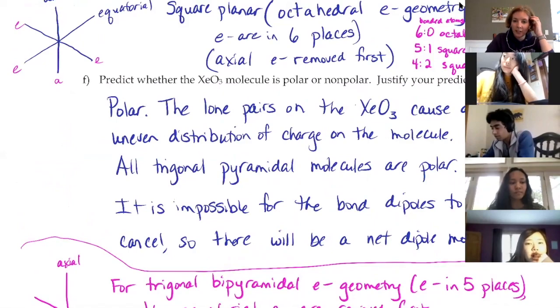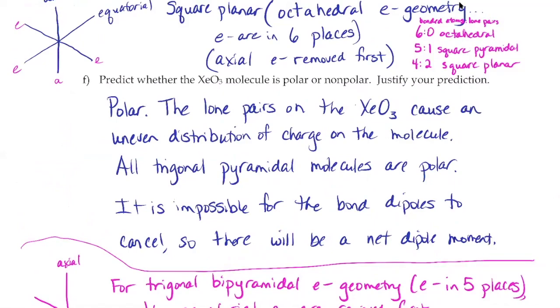For the polarity part, if you had to guess whether XeO3 is going to be polar or nonpolar, the lone pairs on that XeO3 cause an uneven distribution of charge on that molecule. Lone pairs take up more space than bonding electrons do. In fact, all trigonal pyramidal molecules are going to be polar because they'll have that lone pair there that pushes those other atoms down into that pyramid shape.